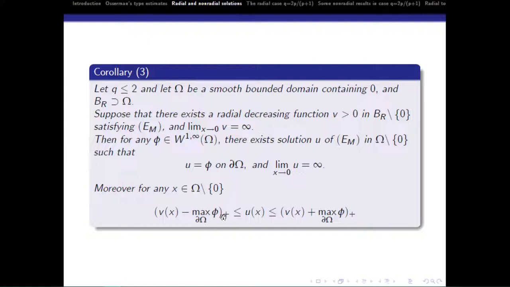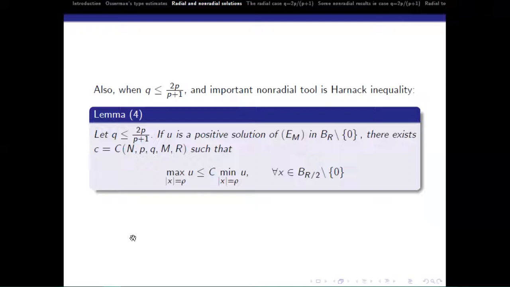Also, when you deal with the non-radial case, when q is less than 2p over p plus 1, the important non-radial tool is the Harnack inequality. That means if u is a positive solution of the equation in a ball minus 0, there exists a universal constant depending on p, q, n and R, such that the maximum on the sphere of radius rho is less than the constant times the minimum on the sphere of radius rho, for any rho less than R over 2. But note that this Harnack inequality is not proved when q is greater than 2p over p plus 1.